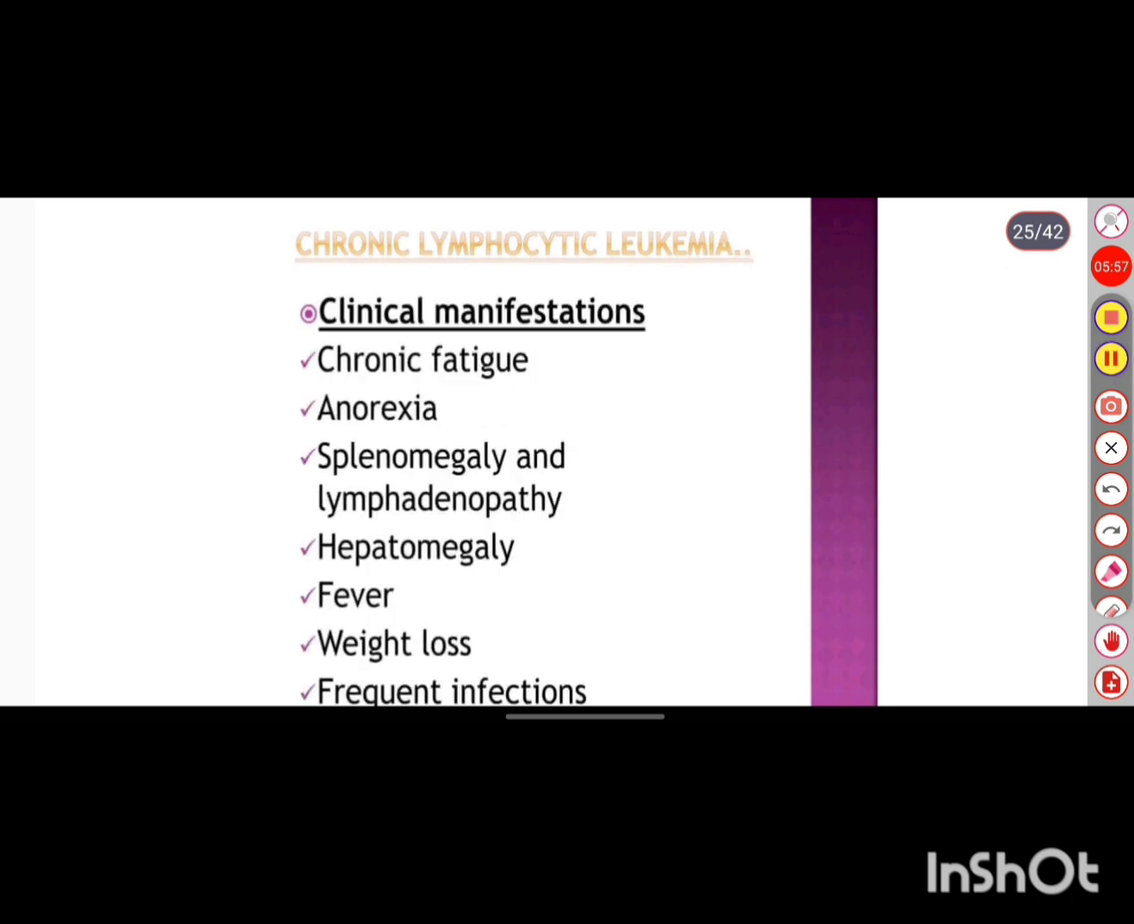The clinical manifestation of chronic lymphocytic leukemia is, you can see here, chronic fatigue, anorexia, splenomegaly, hepatomegaly, fever, weight loss, and frequent infections.